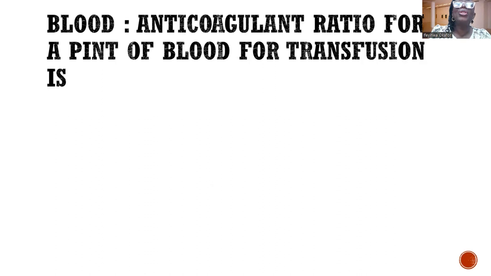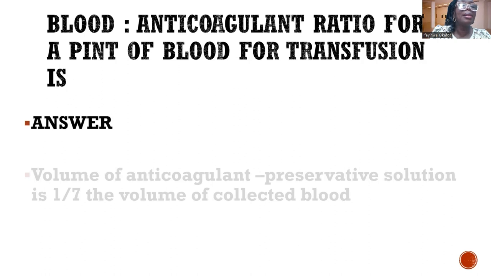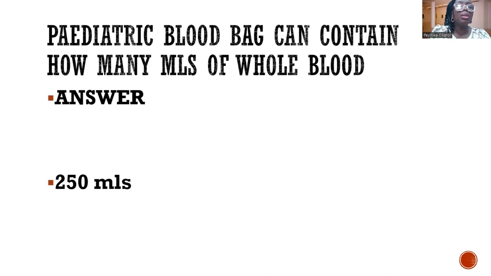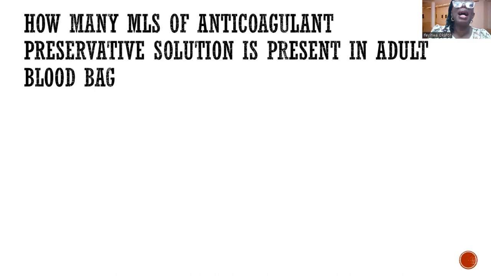Blood anticoagulant ratio for a pint of blood for transfusion is, answer, 1 volume of the anticoagulant preservative solution to 7 volumes of blood. 1 volume of anticoagulant to 7 volumes of collected blood. Pediatric blood bag can contain how many mils of whole blood? Pediatric blood bag can contain 250 mils of whole blood. How many mils of anticoagulant preservative solution is present in adult blood bag? Answer, the adult blood bag contains 63 mils of anticoagulant.